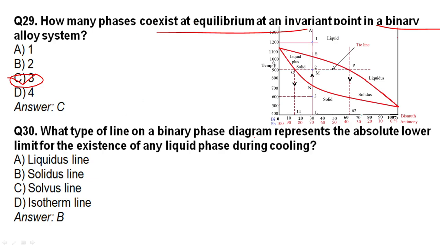What type of line on a binary phase diagram represents the absolute lower limit for the existence of any liquid phase during cooling? Option A, liquidus; B, solidus line; C, solvus line; D, isotherm line. So the answer is B, the solidus line. This is the lower limit of the existence of any liquid phase during cooling, the solidus line.